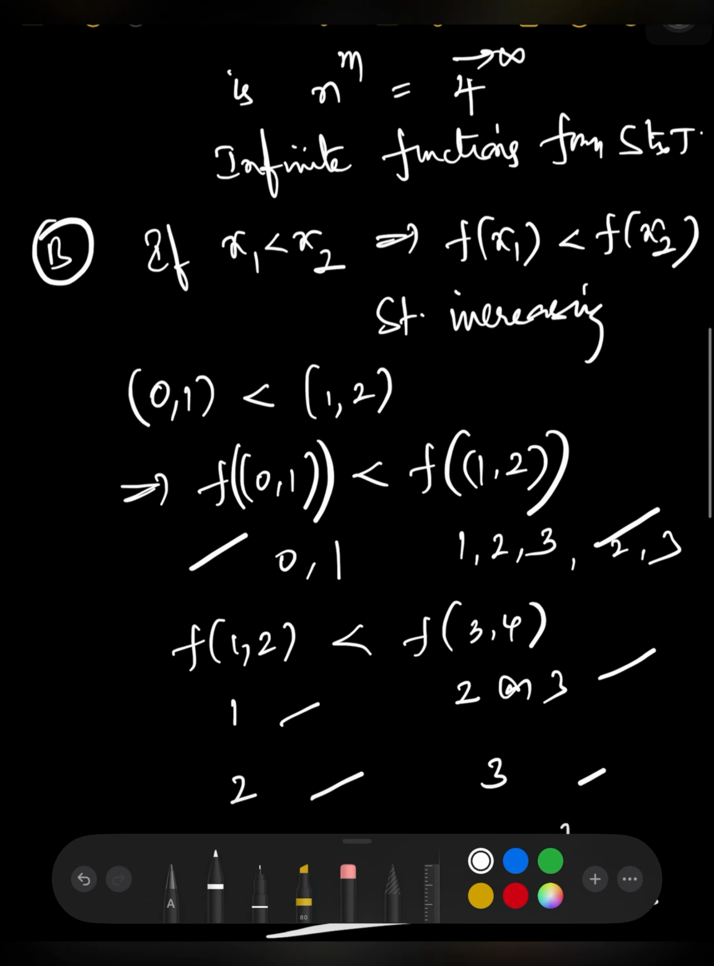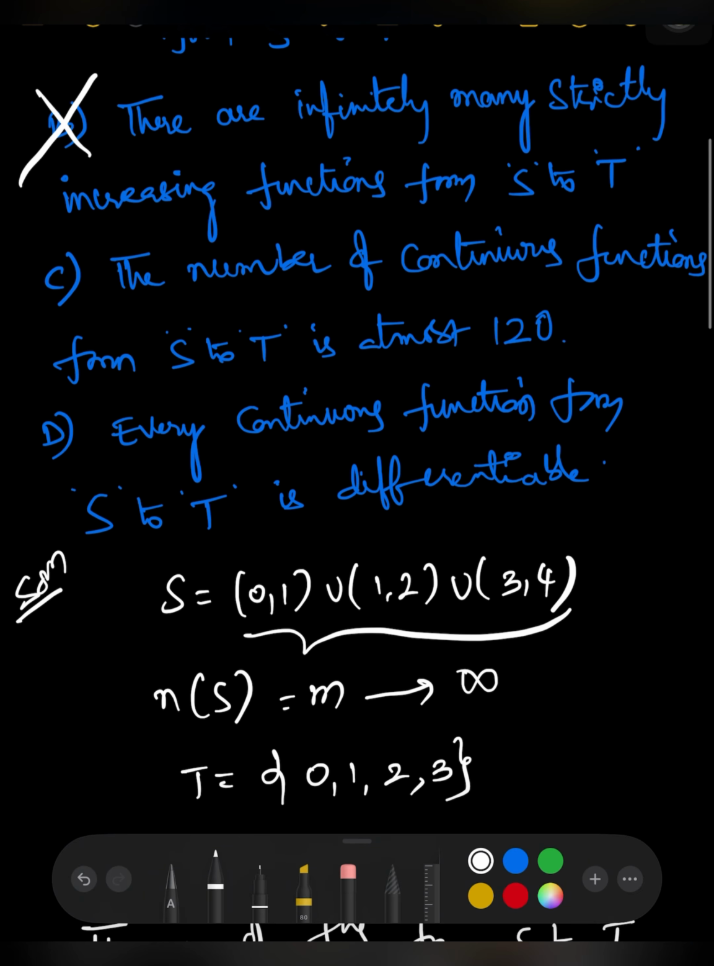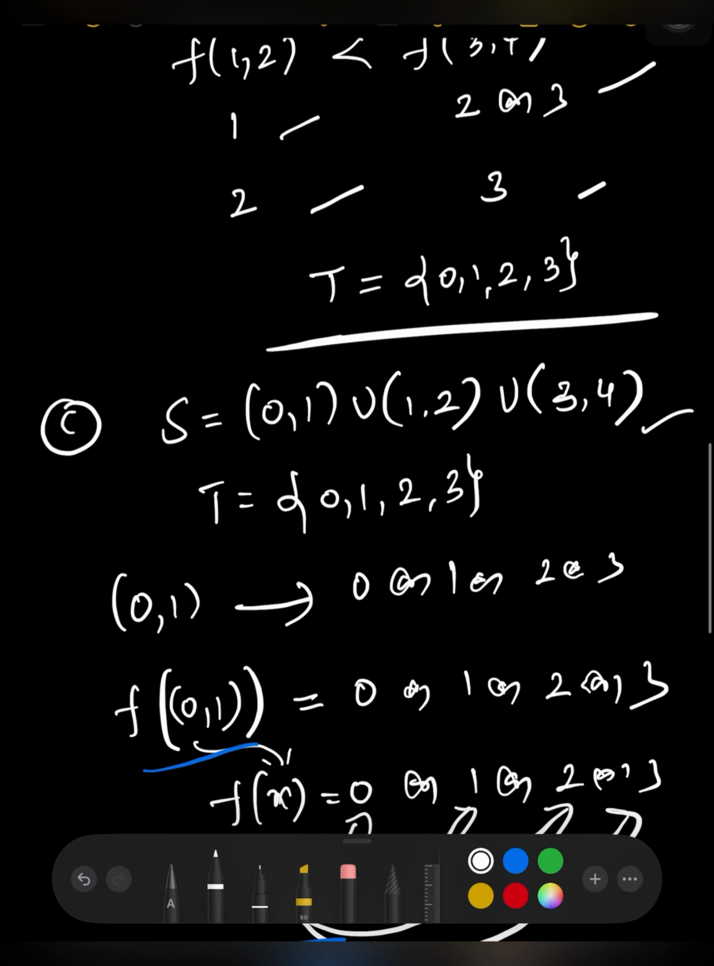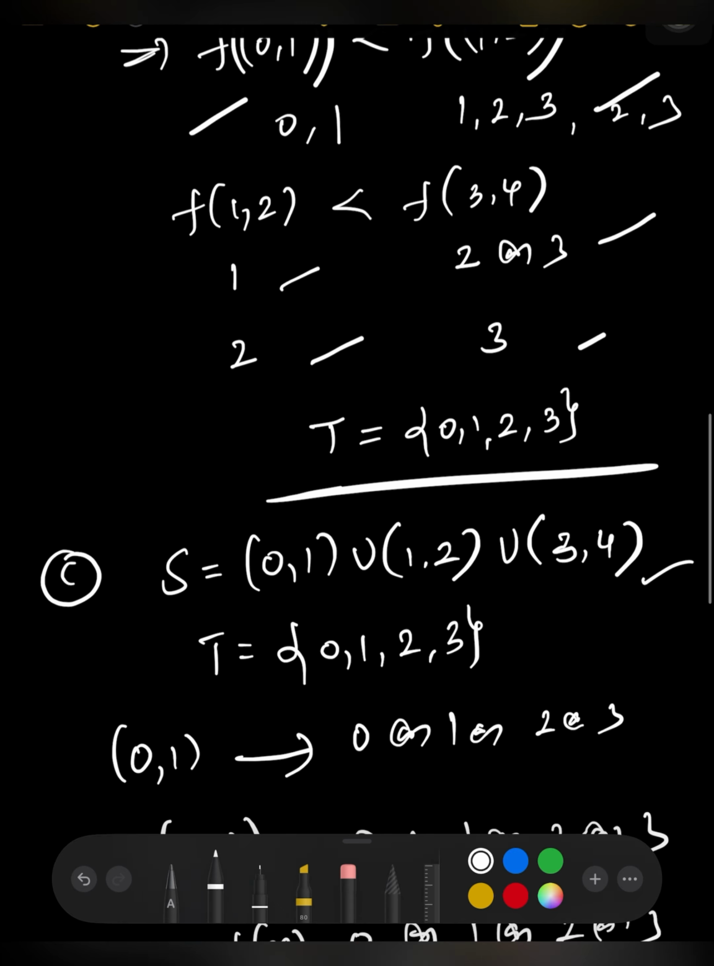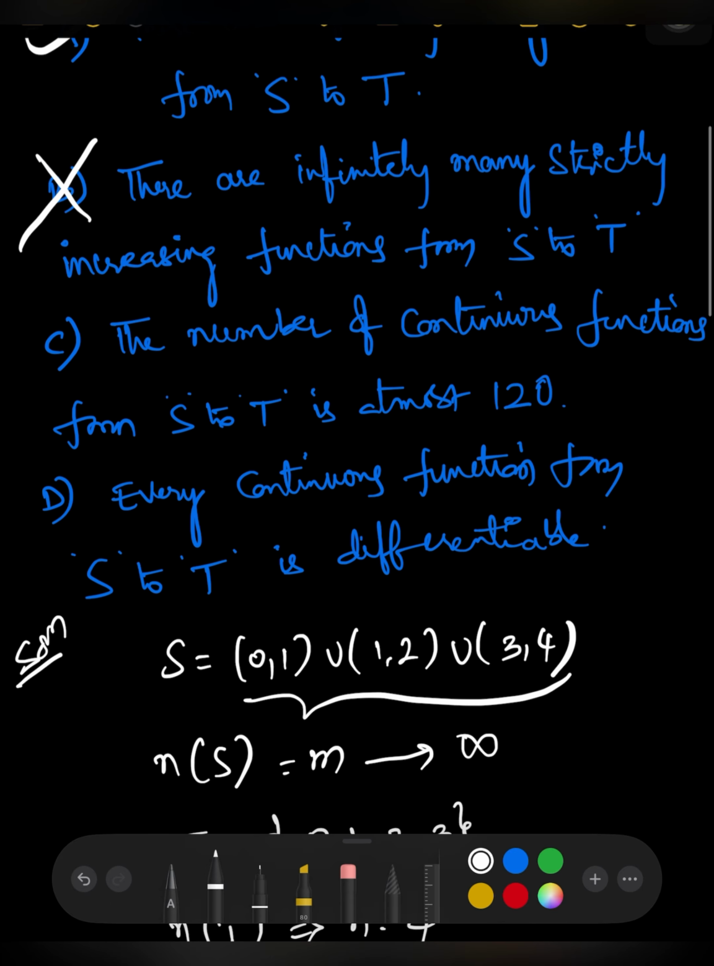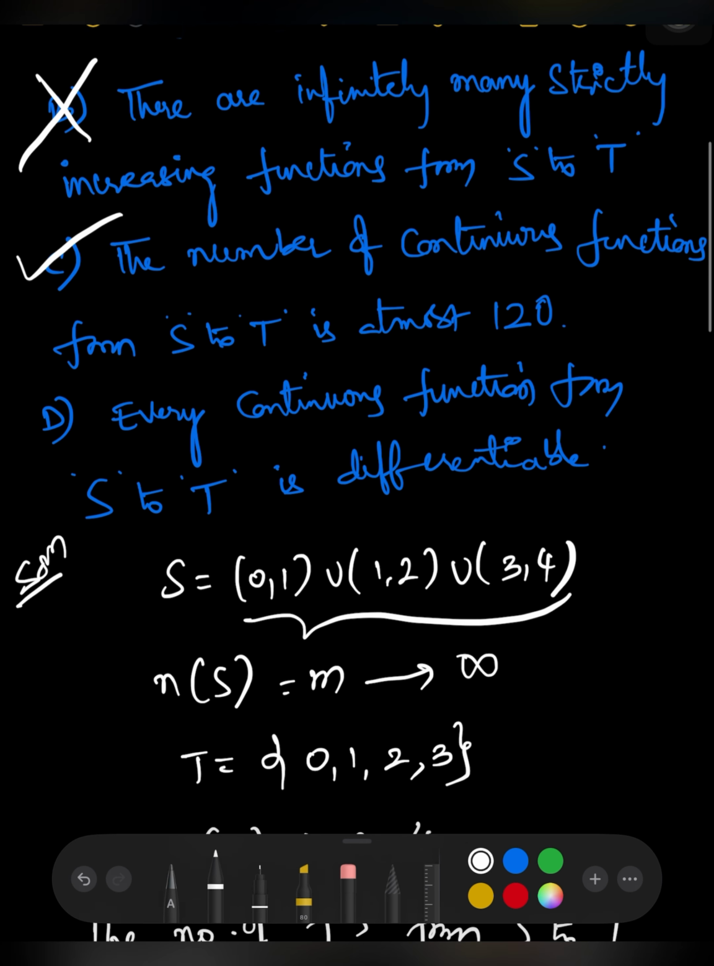Then in this question, what they have given is that the number of continuous functions from S to T is at most 120. Here at most, the maximum possibility is 120. Here we got 64, so the number of continuous functions is possible. Option C is a correct answer, because of at most 120. So 64 for this question is correct, because 64 is inside that 120. Next, move on to option D.